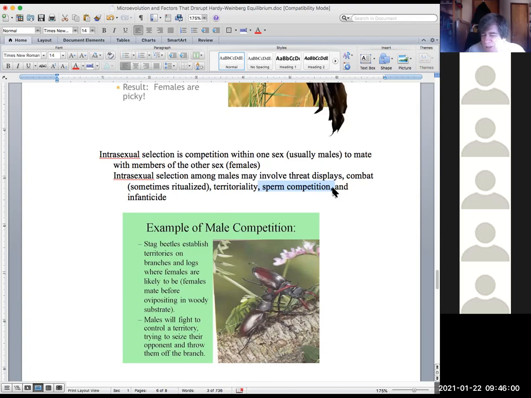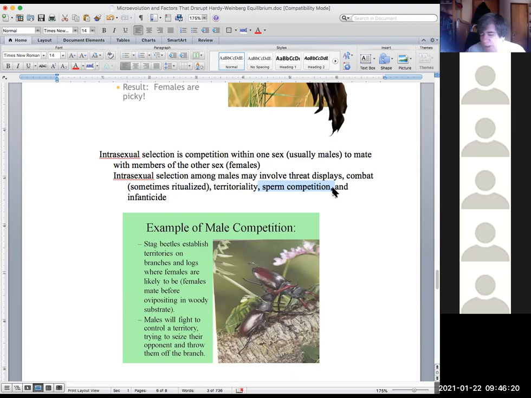Some male insects have a penis that has two parts to it. One part delivers the sperm, but before they deliver the sperm, they put in the other part of the penis, and the other part of the penis works like a scoop. And they scoop out any sperm that's already in her reproductive tract. Again, eliminate the competition.